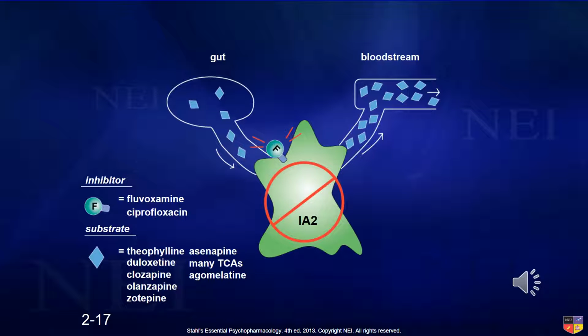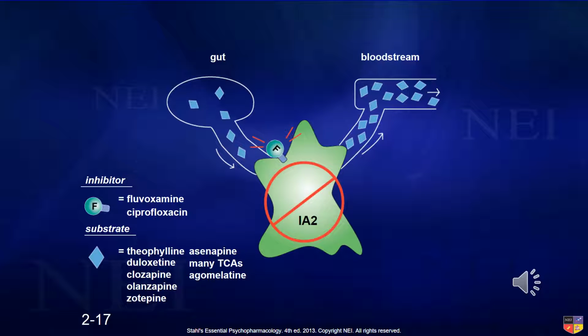And so other medications which are substrates that should be worked on by that enzyme, such as our antidepressant duloxetine, such as an antipsychotic clozapine and olanzapine and zodapine, such as many of the tricyclic antidepressants that we'll be looking at, their serum levels could then build up because fluvoxamine is being administered concurrently with any of those.